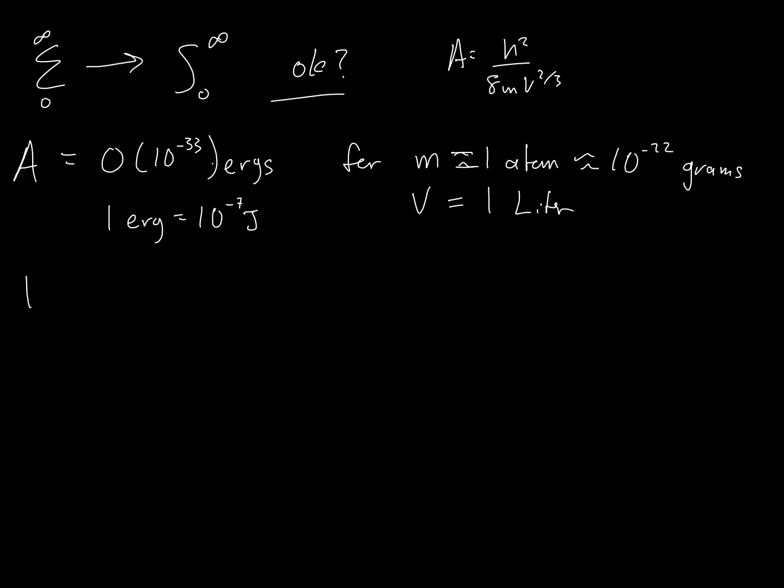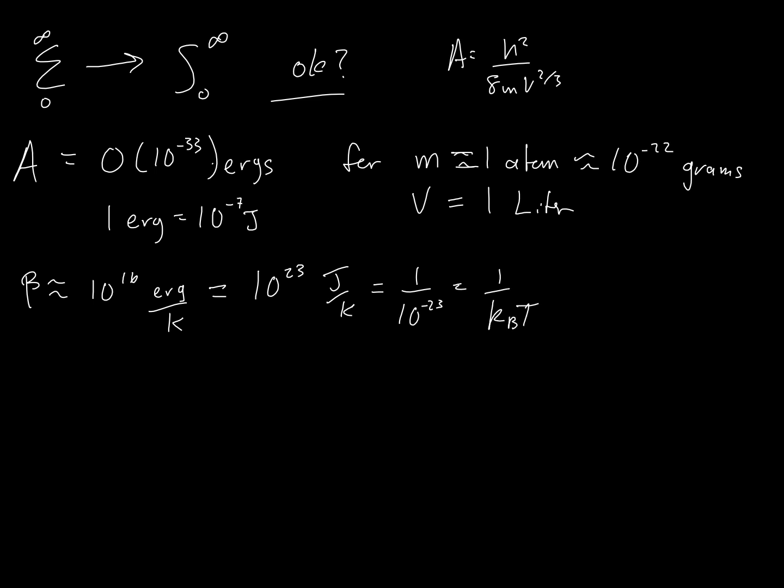So then our beta, under ambient conditions, something that is reasonable to work with, is about 10 to the 16th ergs per Kelvin. It's equal to about 10 to the 23 joules per Kelvin, which is 10 to the minus 23, which is equal to 1 over kBT, give or take.